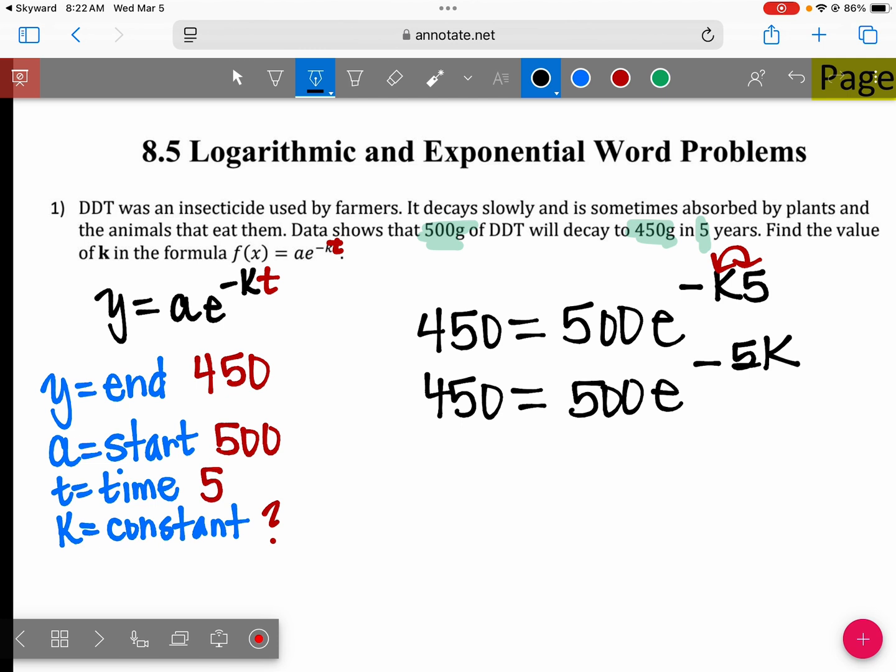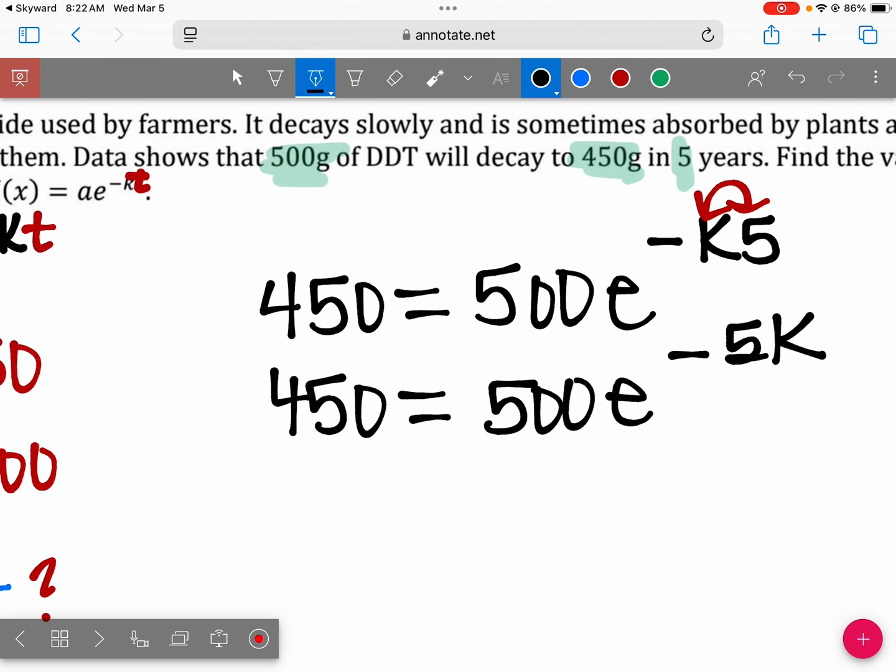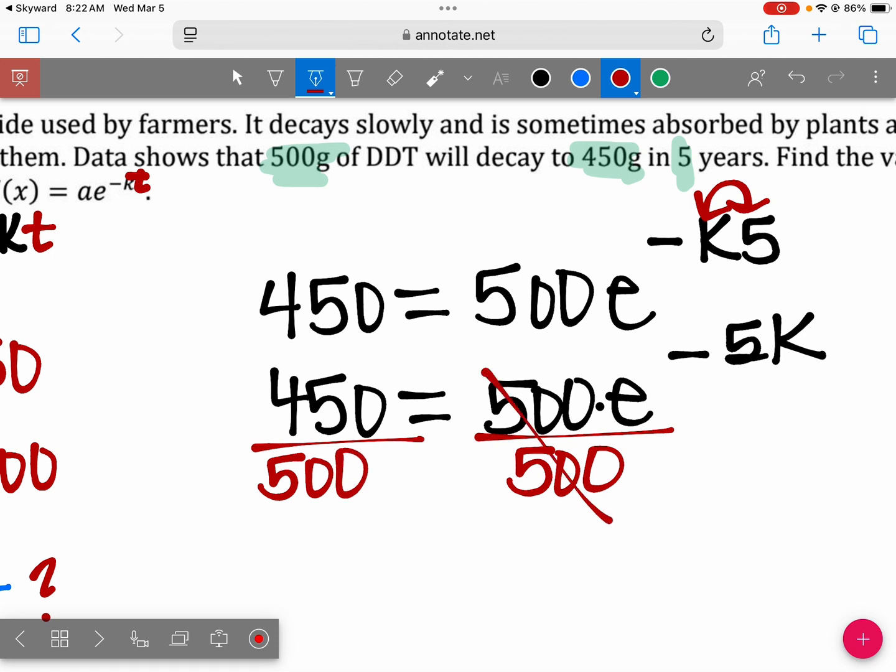The first thing we need to do is get rid of the 500. And this 500 is being multiplied. So we need to divide both sides by 500. So pick up your calculators. Take 450 divided by 500. Which gives us 0.9 equals e to the negative 5k.